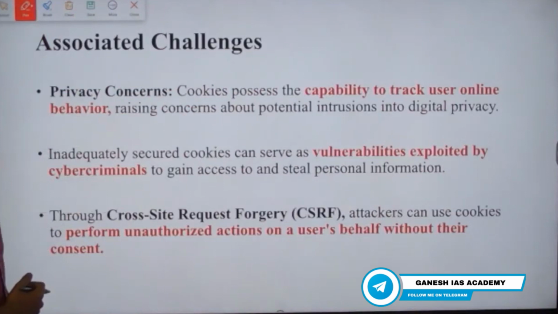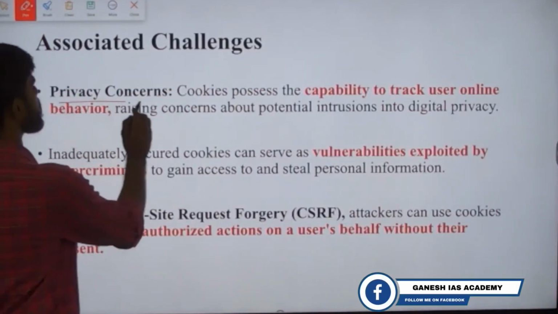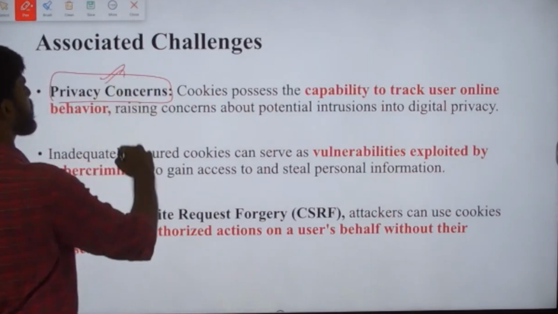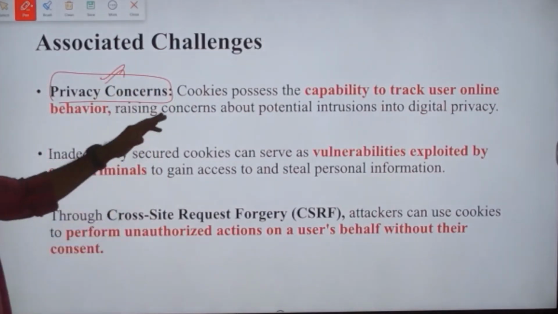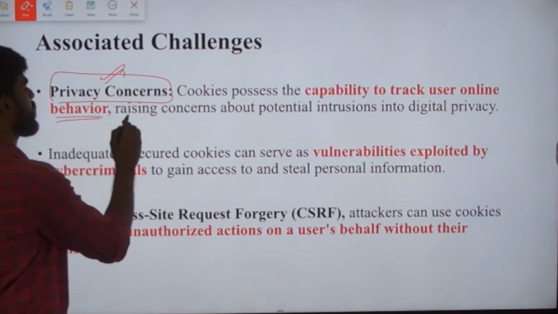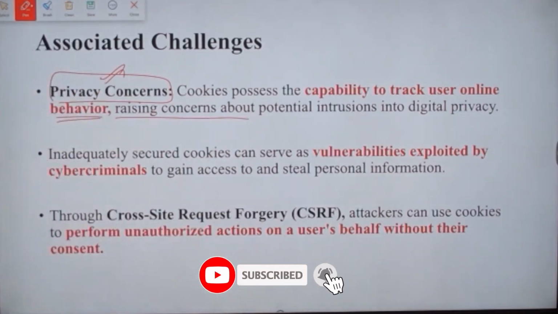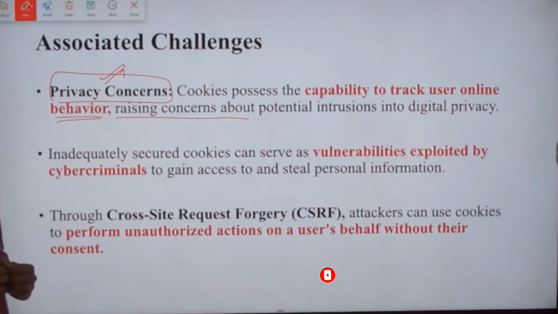But what are all the associated challenges with cookies? That is privacy concern, like we discussed in the first slide. Cookies possess the capability to track online behavior, and it raises concern about potential intrusion into digital privacy.